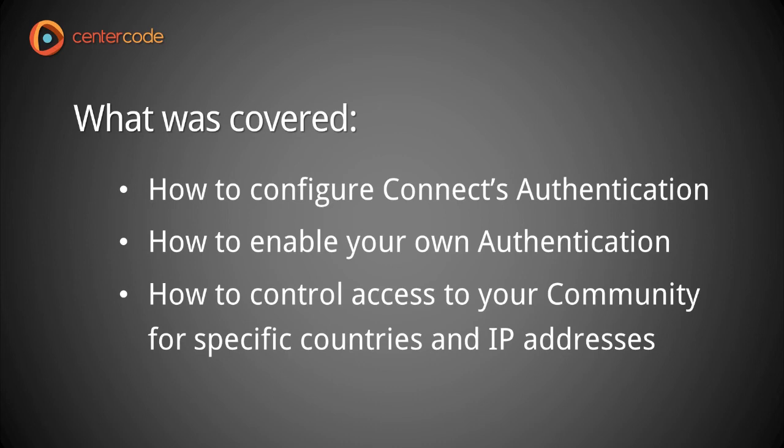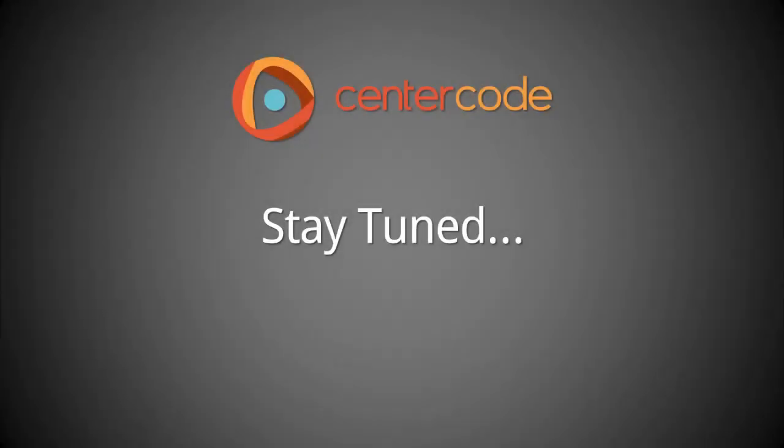So in this video, we talked about how to configure the Connect authentication system. We also talked about how to create a new authentication system and to contact us if you are interested in single sign-on, and please contact us again before you launch your community. And finally, we talked about controlling access to your community for specific countries and IP ranges and the messaging corresponding to that. So of course, stay tuned. We've got more videos coming up.